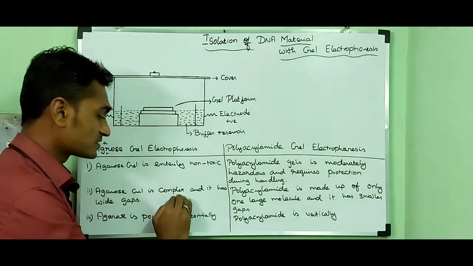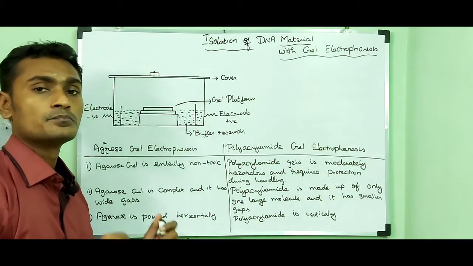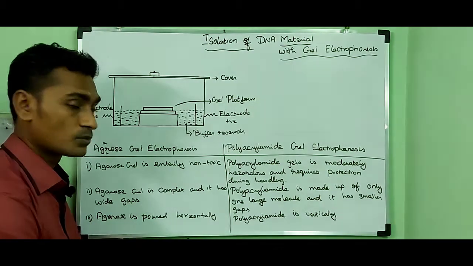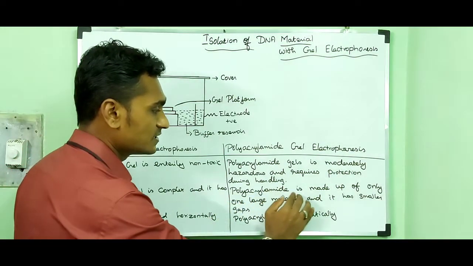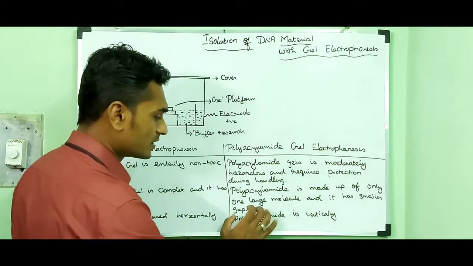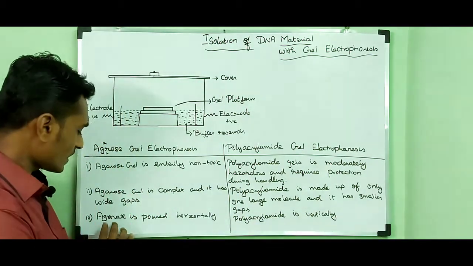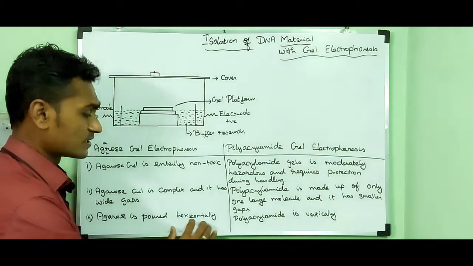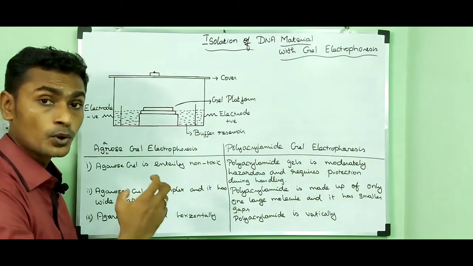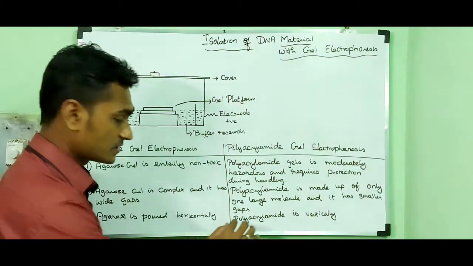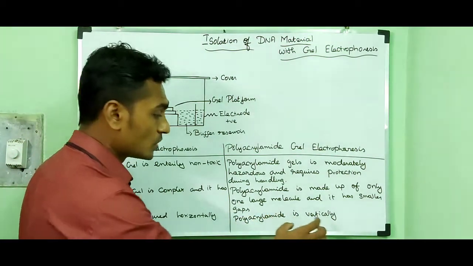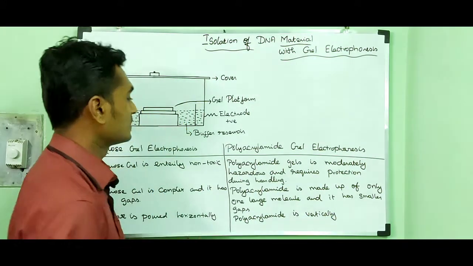Agarose gel is a complex gel because it is made up of many differently sized molecules and it has wide gaps. In the case of polyacrylamide gel, it is made up of only one large molecule and it has smaller gaps. Agarose is poured horizontally in agarose gel electrophoresis, while polyacrylamide gel electrophoresis is poured vertically.